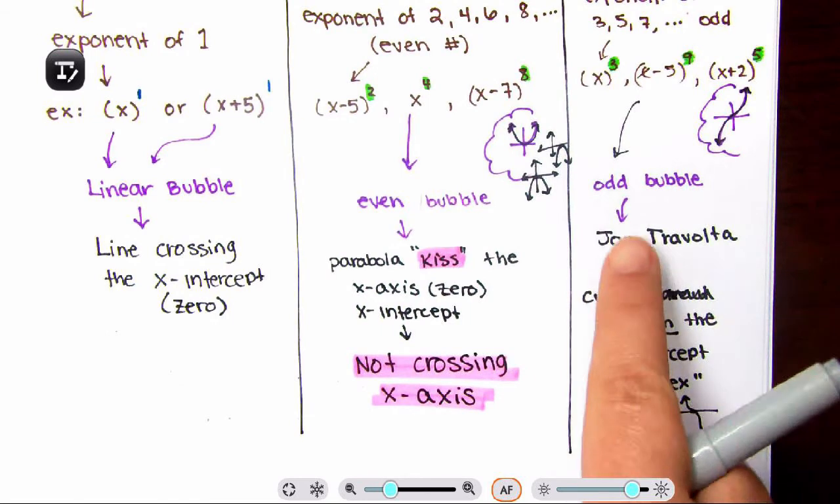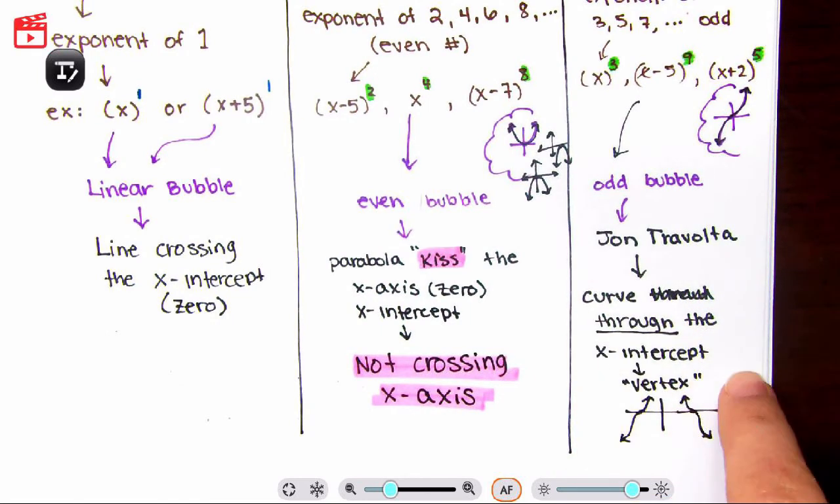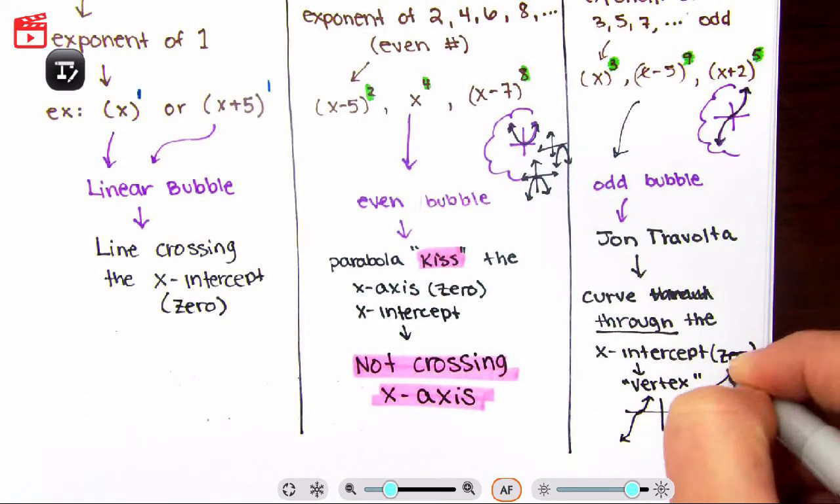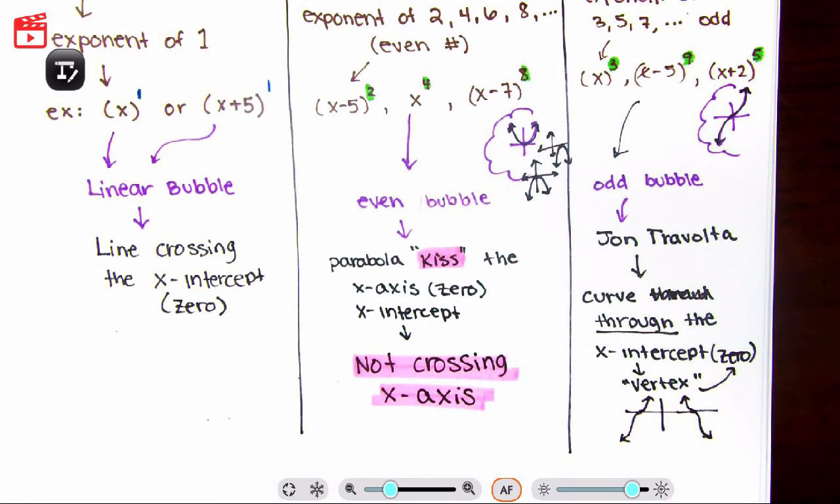So we are going to have a curve through the x-intercept. You're going to have a curve through the vertex. Again, it's going to be the zero. And you're going to treat that zero like it's the vertex of a cubic function or the fifth or the ninth, all of that. Okay, now that you have all of that, step number 6 is combining all of that.